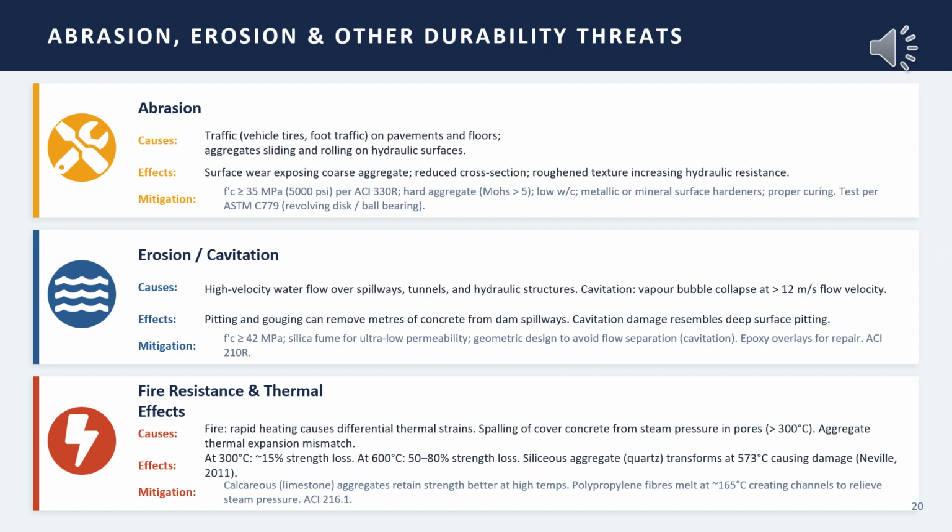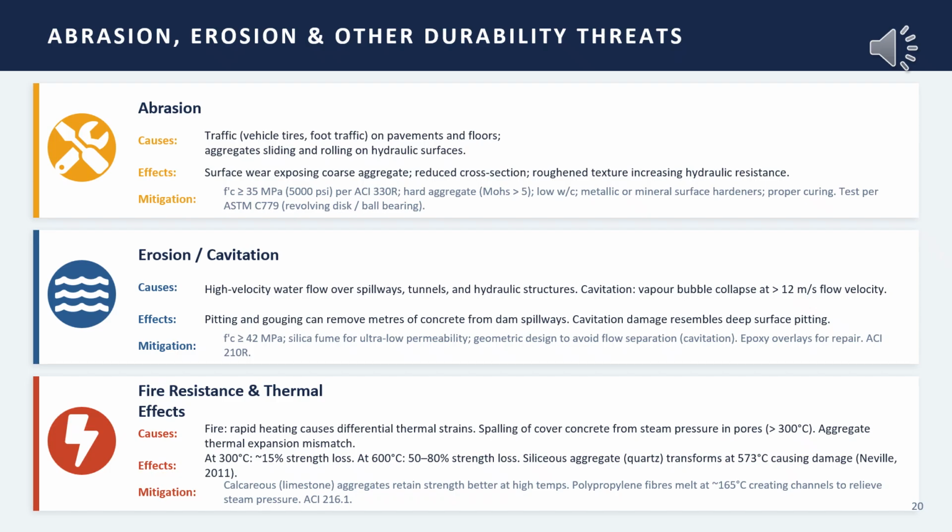Abrasion resistance correlates strongly with compressive strength. ACI Committee 330 recommends a minimum strength of 35 MPa for parking structures and at least that for industrial floors. Hard aggregates, low water cement ratio, and proper curing all improve abrasion resistance. You can evaluate it using ASTM C779, the revolving disc apparatus test.